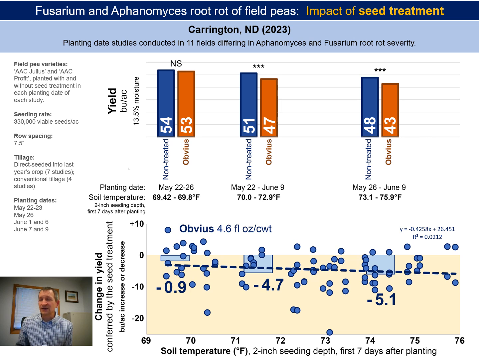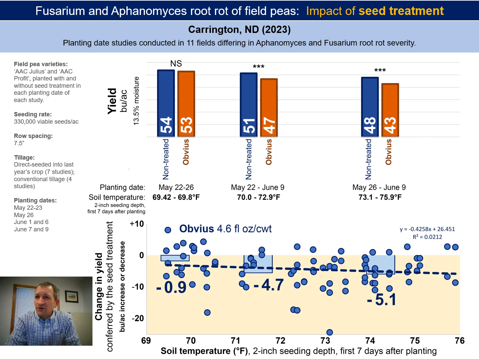Okay, and basically the fungicide seed treatment in this case was giving us a yield loss in the really warm soils, and that yield loss got worse as the soil temperatures got warmer. Now, we haven't evaluated soil temperatures quite this warm in any other study. Okay, the warmest we got in any other study was 69 point something.